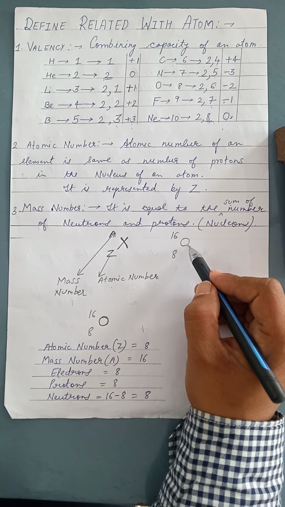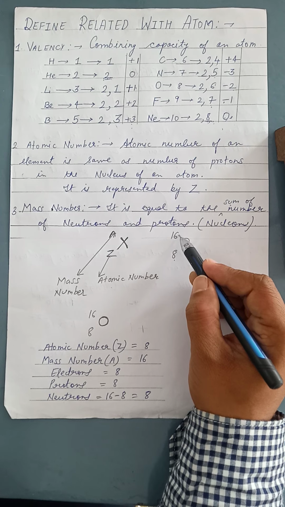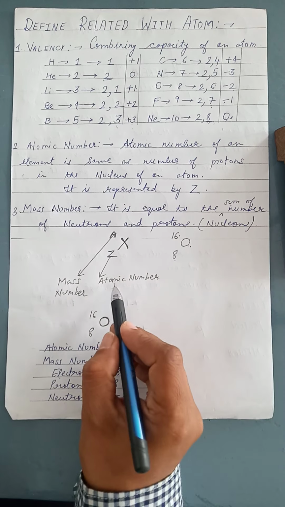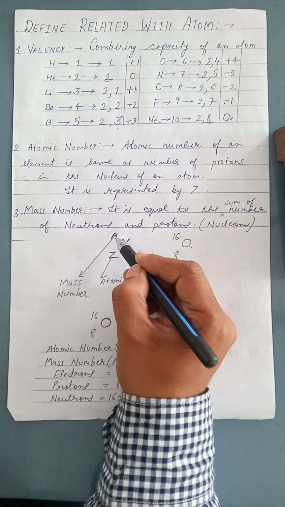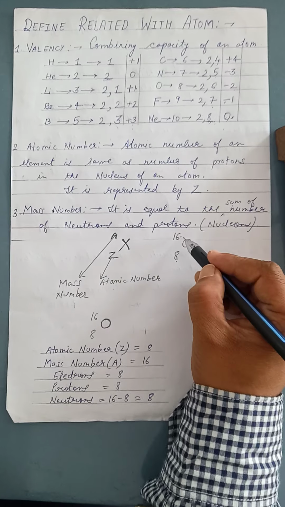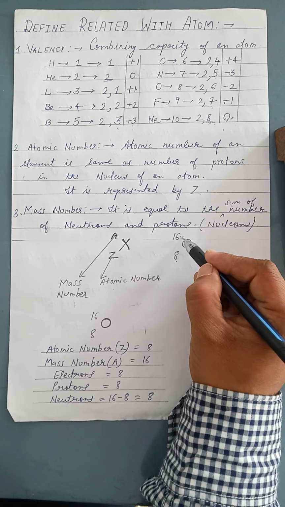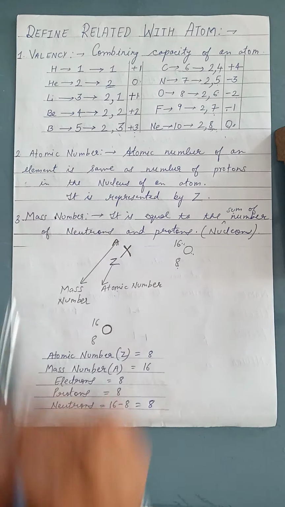We know that for oxygen, the atomic number is 8 and the atomic mass is 16. So here 8 represents the atomic number, so we write it at the base of the element. What do we have to write here? Here we have to write the atomic mass, or the mass number, so we write 16. Okay, now we come back to the atomic number.